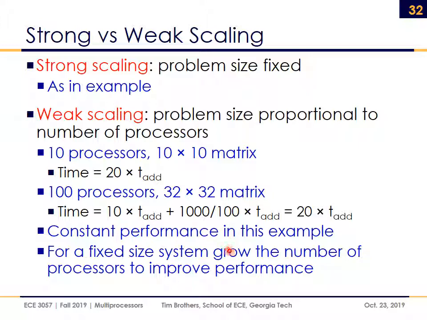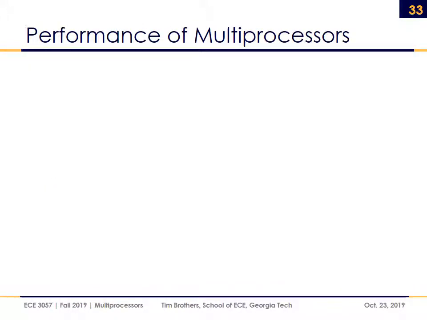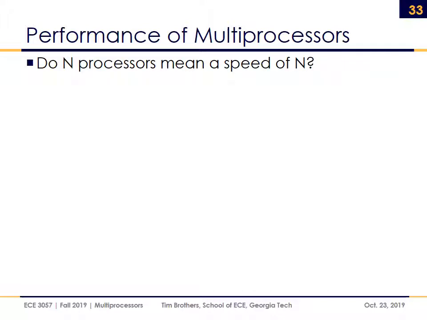So consistent performance in this example. So this one, we're not really worried about how much of an increase we get in the system, but how much data can we increase at the same time. So this is for a fixed size system. We grow the number of processors to improve the performance. Performance of multiprocessors. Do n processors mean a speed up of n?